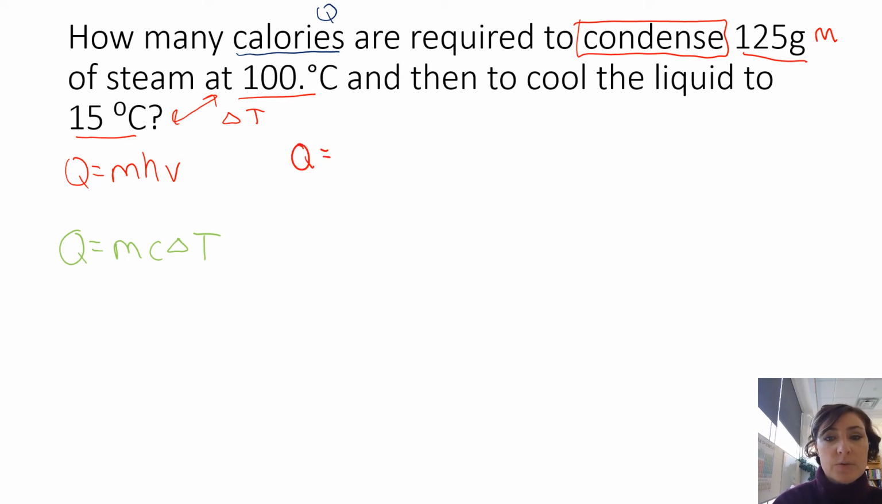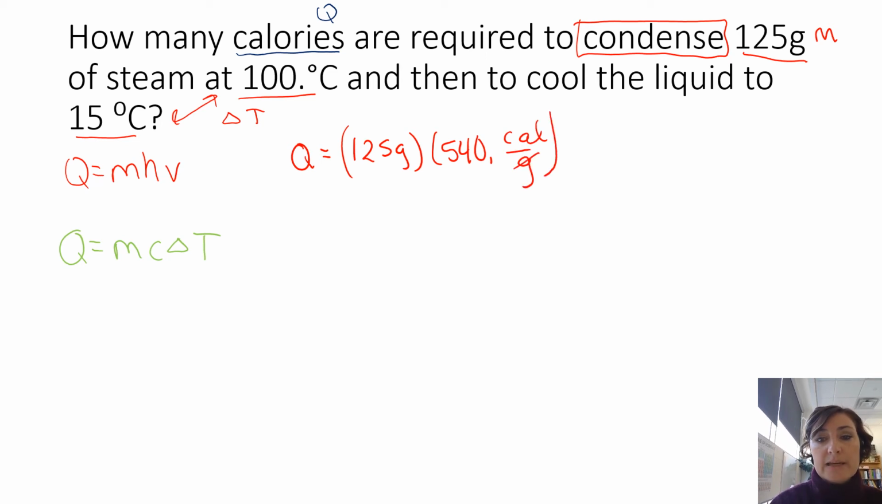So Q is equal to the mass, 125 grams, times my heat of vaporization value, which is 540 calories per gram. Grams will cancel, leaving me in calories. And from this, you are going to get 67,500 calories. Okay, so I'm going to set that value aside. I double checked it has 3 sig figs, which is what both the values in my problem have.